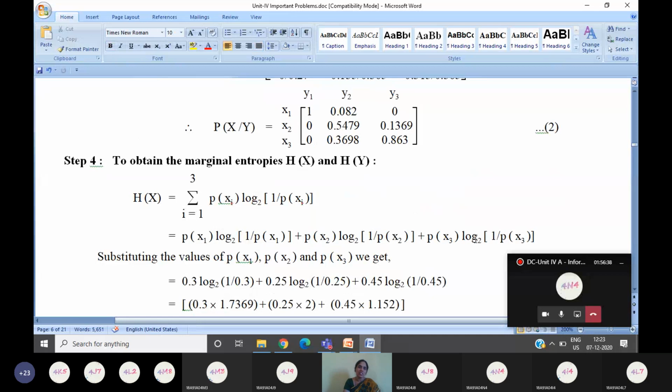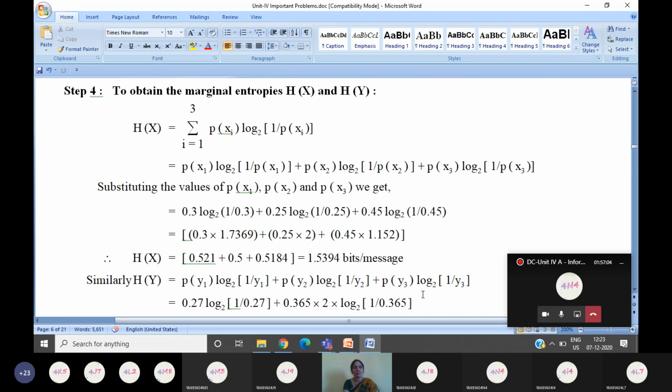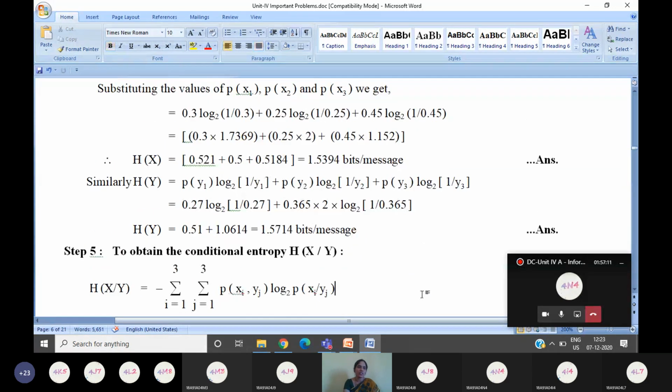Now the entropies. By using P of X and P of Y, you can calculate H of X and H of Y. Using the usual equation, what is the equation for H of X? Summation i equals 1 to 3 of P of Xi log 1 by P of Xi base 2, as I said. Xi has 3 elements. What are the 3 elements? 0.3, 0.25 and 0.45. Similarly calculate H of Y, because you have 3 elements of Y at the receiver: P of Y1, P of Y2 and P of Y3. Get H of Y.